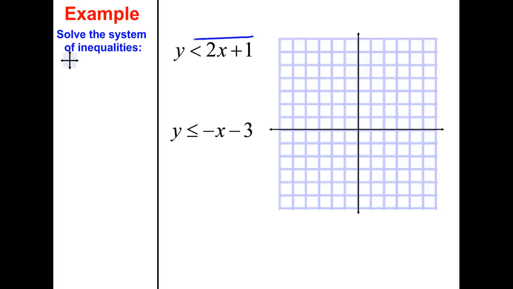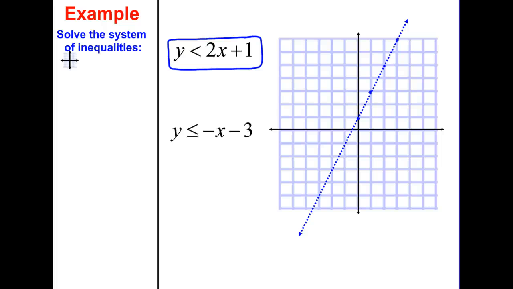I'm going to start with this inequality first. Now remember, because it's y is less than 2x plus 1, it's going to be a dashed line, because it's less than, not less than or equal to. So I'm going to graph that here for you. There's the graph of the actual line. Remember, it's dashed because it's less than, not less than or equal to.